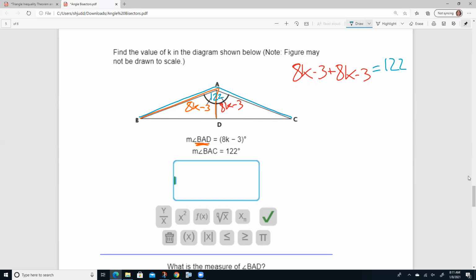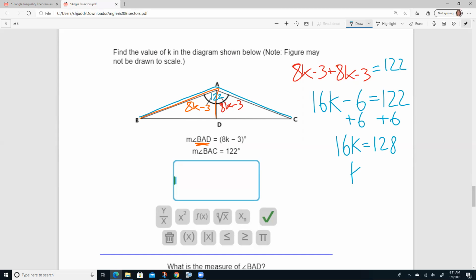Let's go ahead and solve. 8K plus 8K is 16K. Minus 3 minus 3 is minus 6, equals 122. Add 6 to each side, and we'll get 16K equals 128. So we take 128 and divide it by 16, and we get 8. So now we know our value for K.